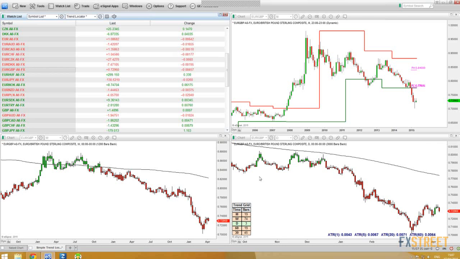I then use the weekly and the daily time frame to give me trend direction and bias. So in a bear market, I want price to be below the weekly and below the daily 200 moving average, and I want the trend filter to be red on the weekly and daily. And in a bull market, I want to reverse that logic. So I want to be above the 200 moving averages on both the weekly and daily, and I want the green trend filter on both the weekly and daily time frame. Okay, so that's a breakdown of my chart setup.